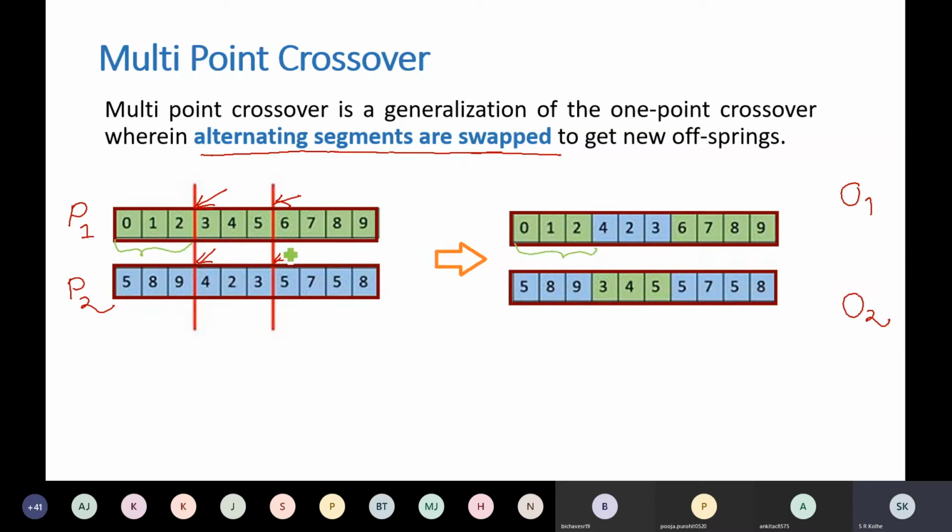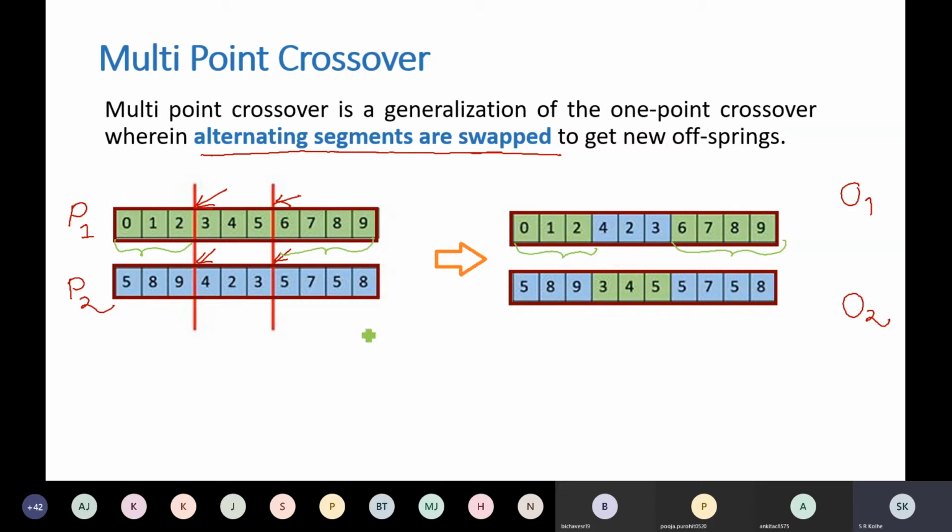Similarly, the last segment 6 7 8 9, that will be as it is. 6 7 8 9 in offspring 1. But this one is this alternate segment, that is middle one, that will be inherited from this parent P2. So middle segment in P2 is 4 2 3. So we have replaced this 3 4 5 with 4 2 and 3.